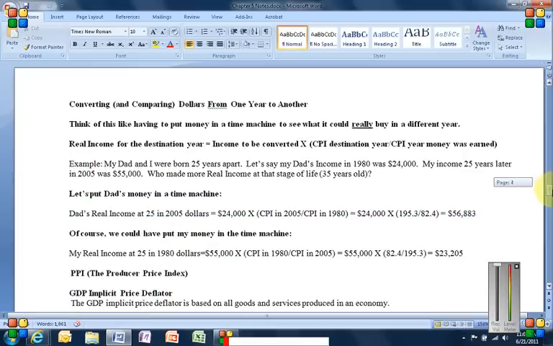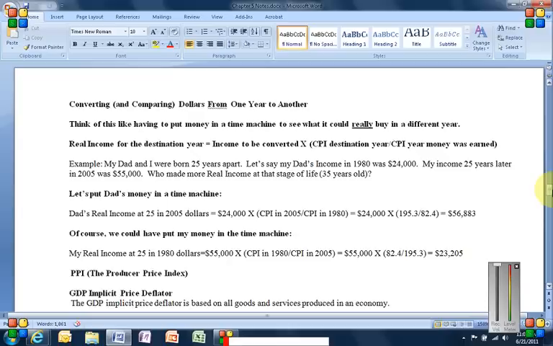Another kind of calculation you need to be able to do is to convert or compare dollars from one year to another. This is a little bit different. Think of this like having money that you're going to put in a time machine and see what it could really buy in a different year. Because as we said before, those dollars aren't worth the same year in and year out. Your purchasing power, as we call it, changes. Your purchasing power today with $10, for instance, is much less than it was 50 years ago.